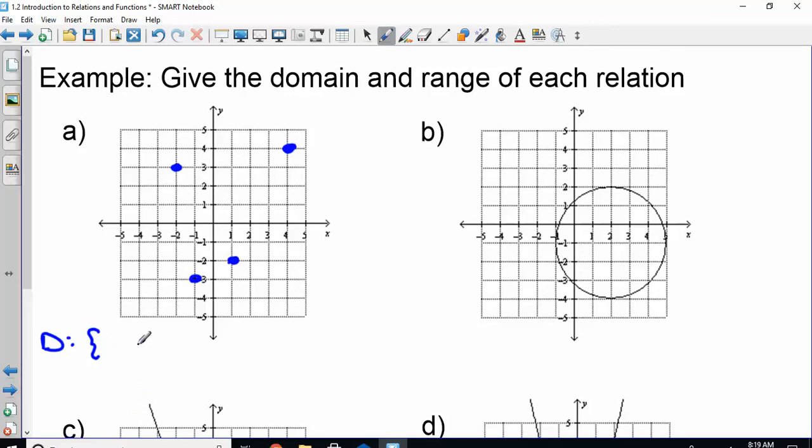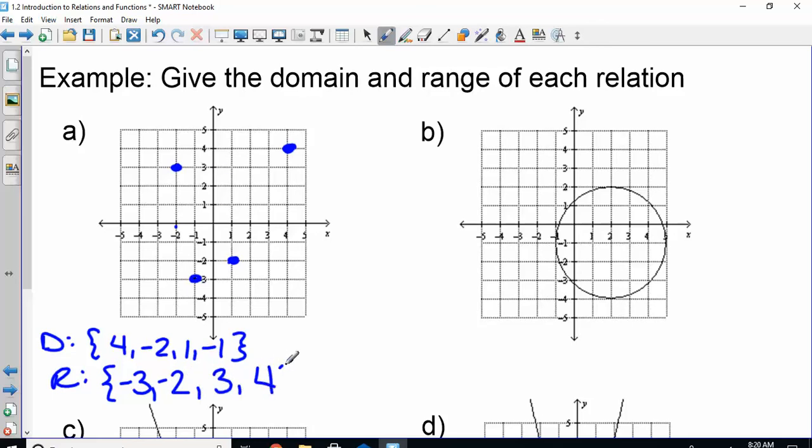4, -2, 1, and -1. Does it matter what order you list those in? No, you just take each point and the x. So -2, -1, 1, and 4. How do we get the range? The y's. So if I'm starting down here, this one has a y of, then we had -2 and 4.